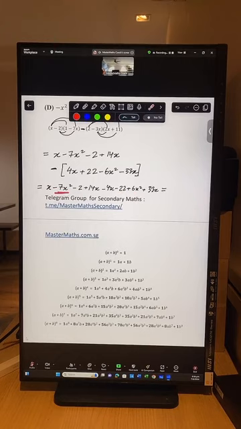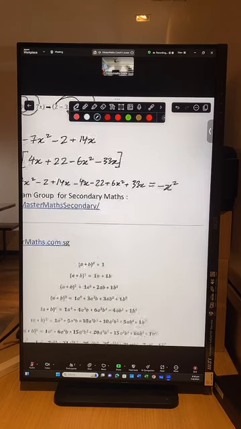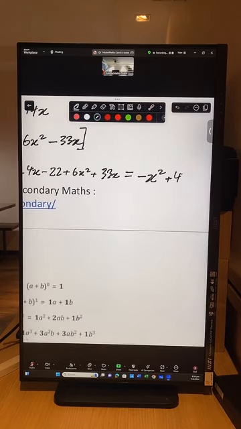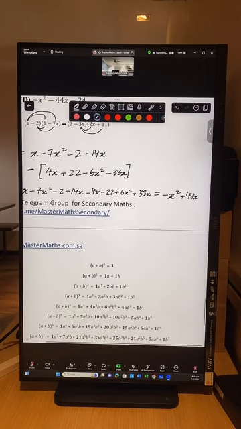So you have minus 7x square or negative 7x square. You have plus 6x square. So obviously that will give you negative x square. Now for the x, you have positive x here. Plus 14x. So that's 15x. 15x minus 4x, that's 11x. 11x plus 33x, that's 44x. So this will be plus 44x.